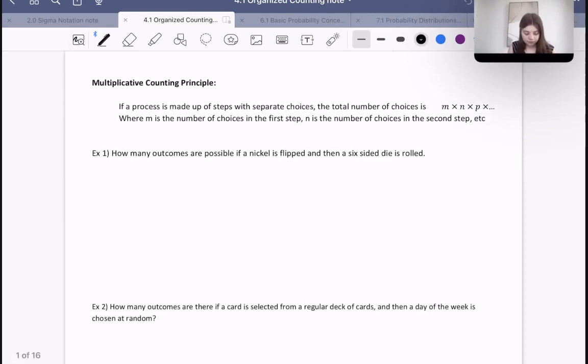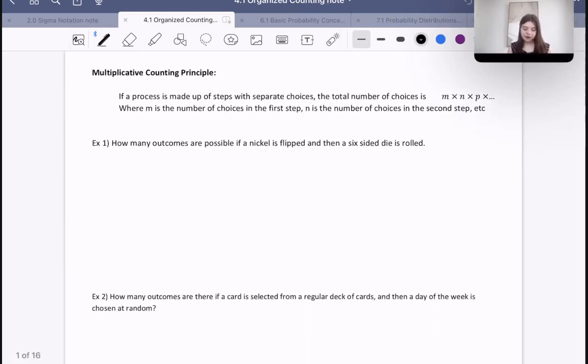So basically, the multiplicative counting principle says that if a process is made up of steps with separate choices, the total number of choices is m times n, etc., where m is the number of choices in the first step, n is the number of choices in the second step, etc. And before I move on to an example, I want to talk about why that is even true. Why can we multiply all these numbers together and get the answer?